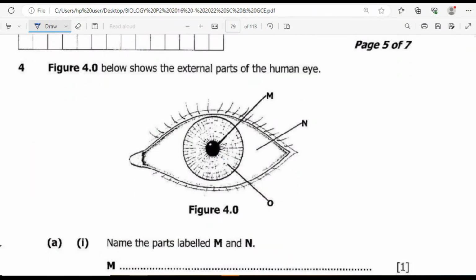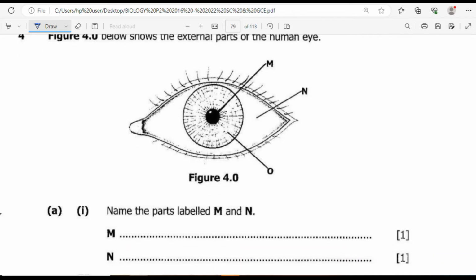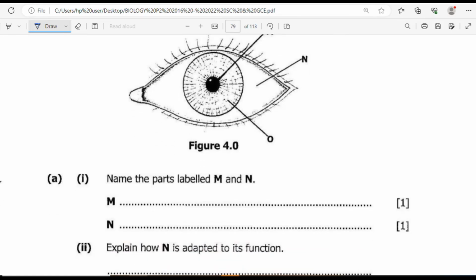Then we move on to question 4, figure 4.0. Below shows the external parts of the human eye. Then name the parts labeled M and N. So what's our M? M is the pupil. Then N, this is the cornea.